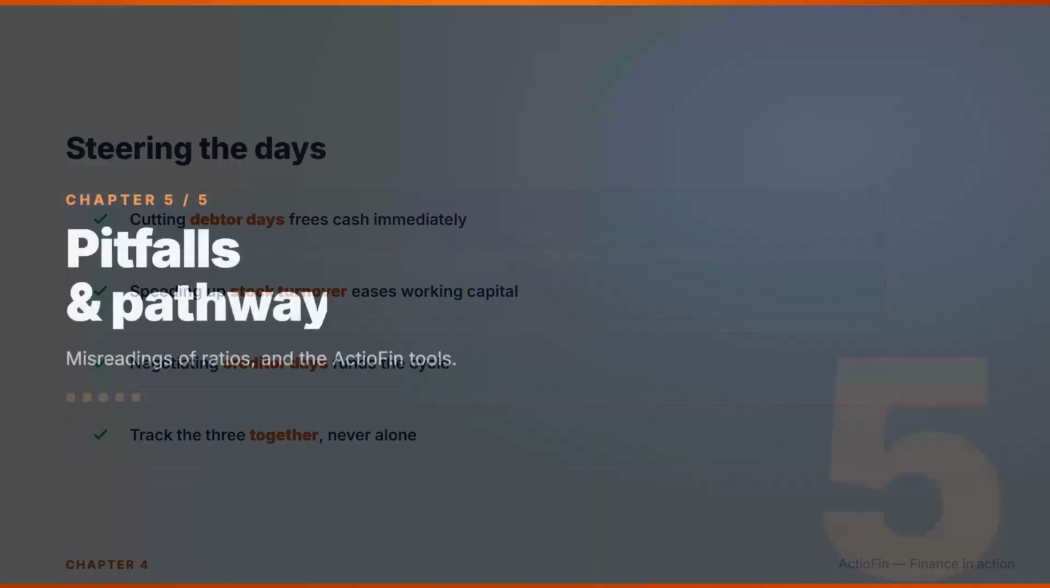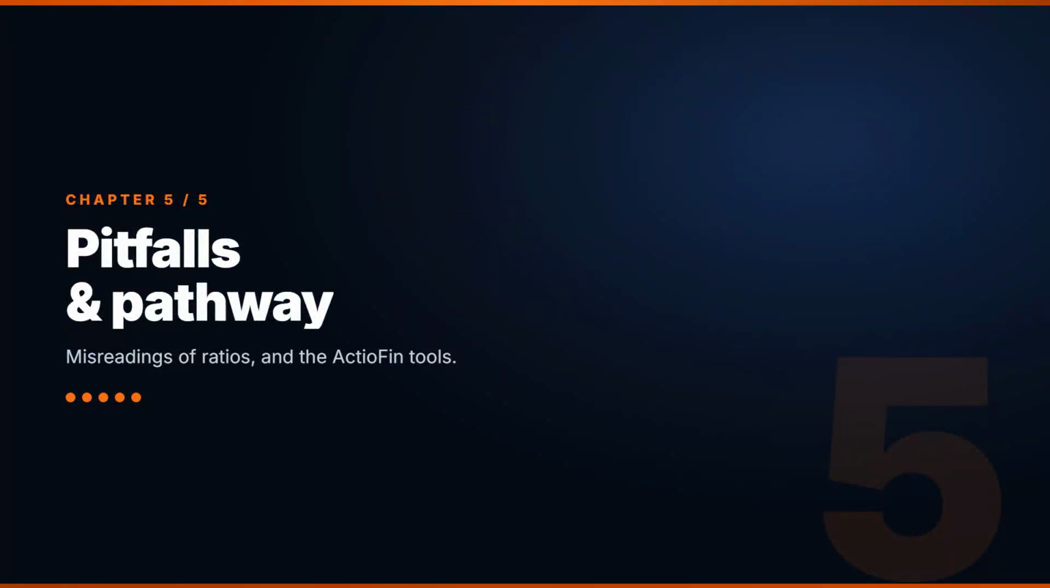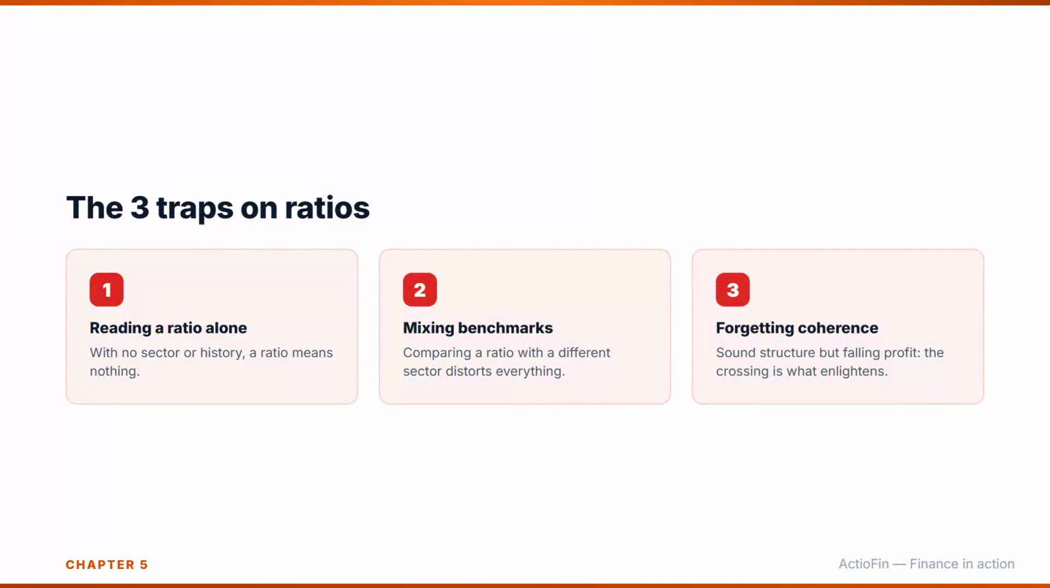Chapter 5. The misreadings of ratios and everything ActioFin gives you. 3 traps on ratios. Reading a ratio alone with no sector or history. Mixing benchmarks by comparing with a different sector. And forgetting the overall coherence, because crossing the families is what truly enlightens the diagnosis.